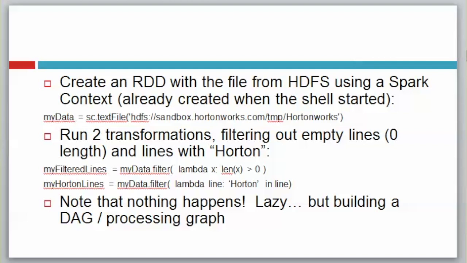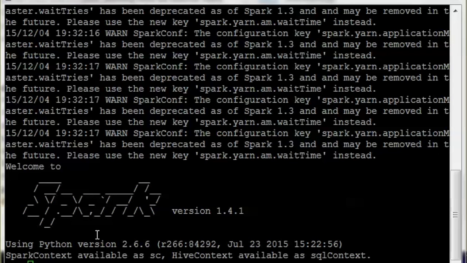Okay, now we're going to go ahead and create an RDD. This is a Spark RDD, and we're going to run two transformations, or more accurately, we're going to set up two transformations because you'll note that nothing happens. That's just due to lazy evaluation. But it is setting up a DAG, or a processing graph, to execute when we do run into an action.